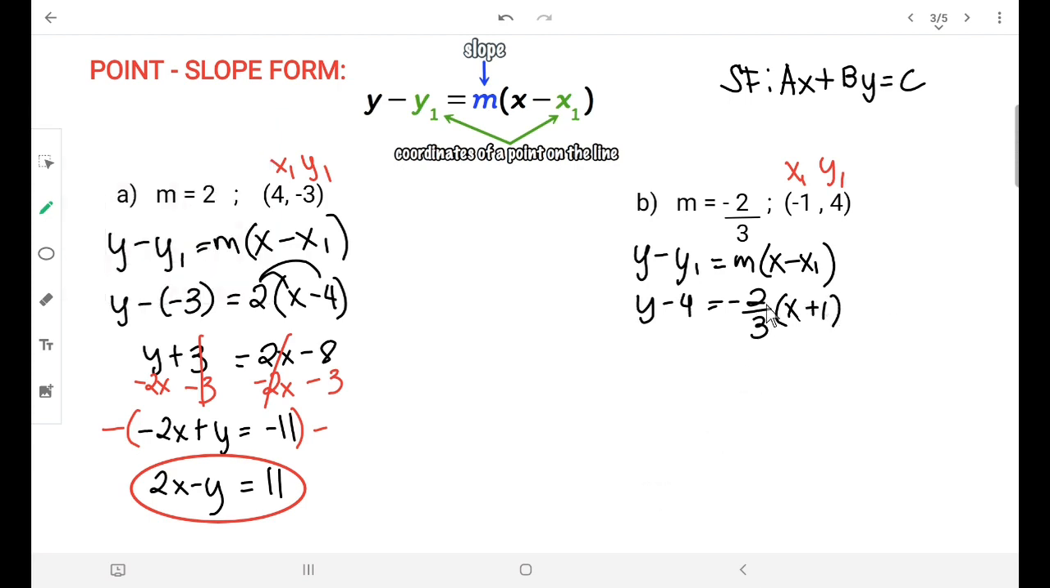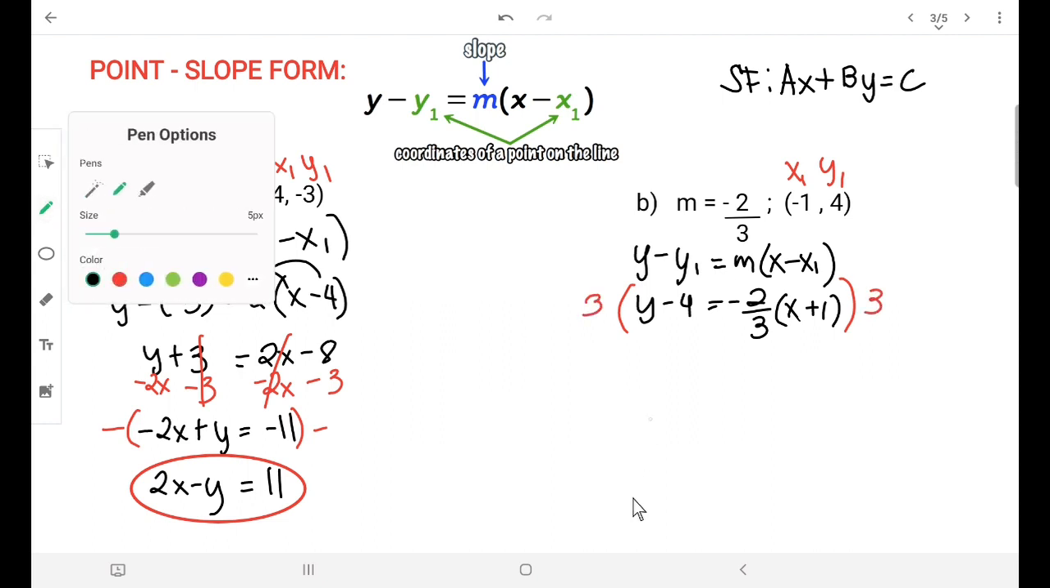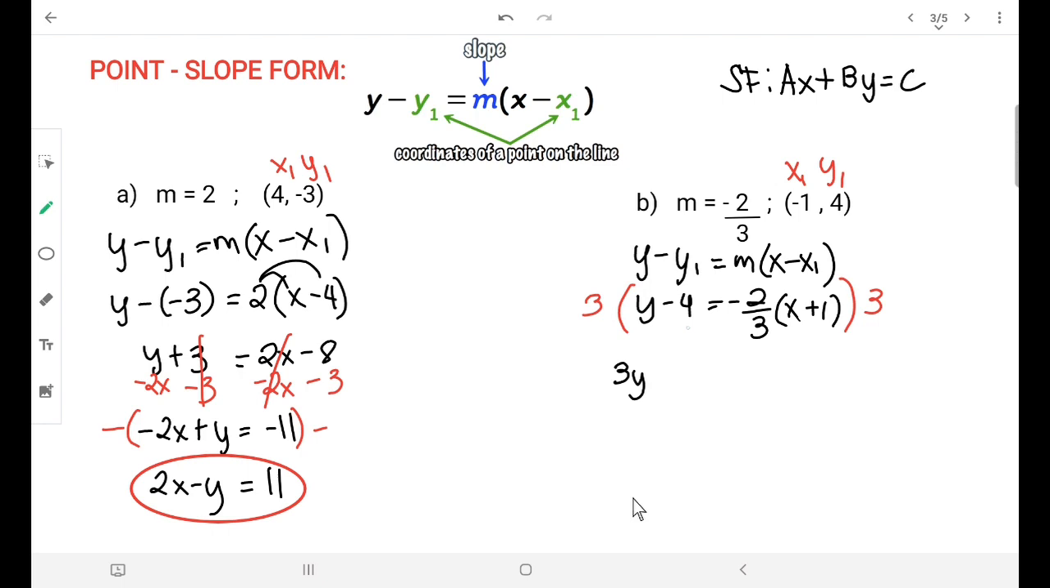And then we have to get rid of the denominator. So we must multiply both sides of the equation by that denominator, which is 3. So distribute. So we have 3 times y is 3y. 3 times negative 4 is negative 12. So this becomes negative 2/3 times 3 is negative 6/3, or simply negative 2, times x plus 1. So let's distribute negative 2 to the terms inside the parentheses. We have negative 2 times x is negative 2x. Negative 2 times positive 1 is negative 2. So we have 3y minus 12.